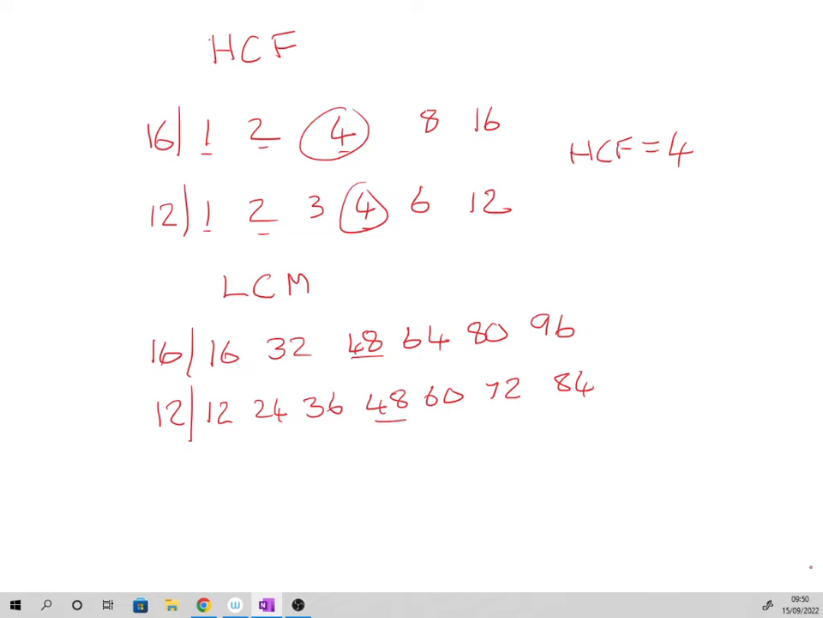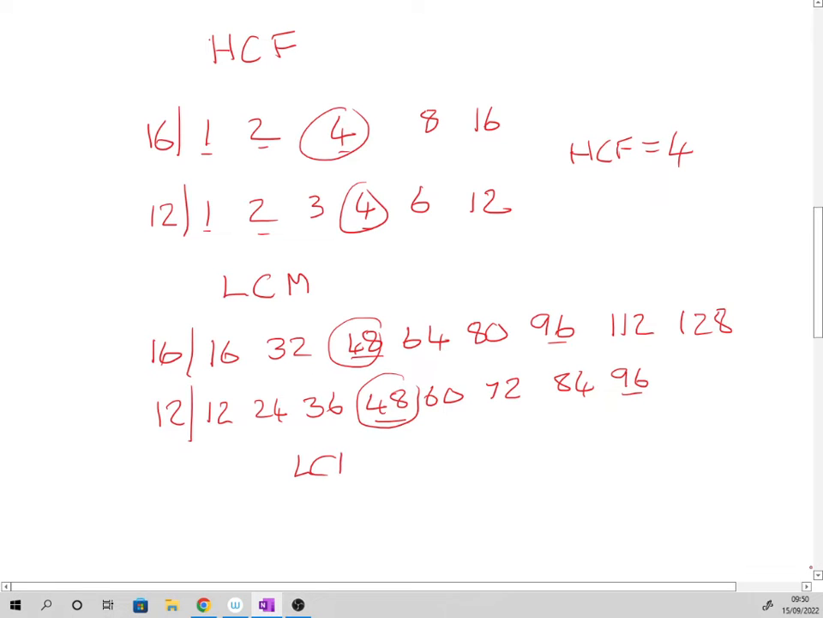And I don't know whether there's another one, let's add another 16 onto that: 112, 128. 84 plus 12 is 96. Oh, so there's another one, look, 96. So we've got a couple of common multiples, but we're looking for the lowest common multiple, which is 48, which is the smallest number that appears in both sets. So the lowest common multiple equals 48.